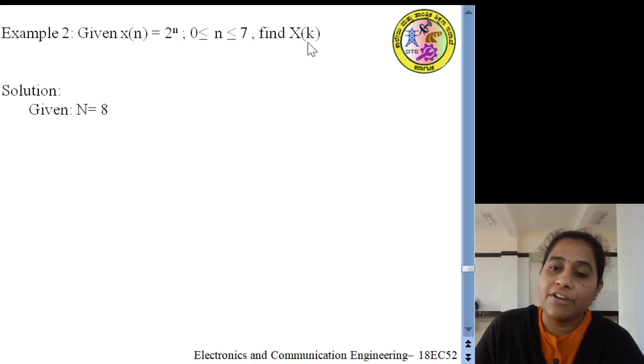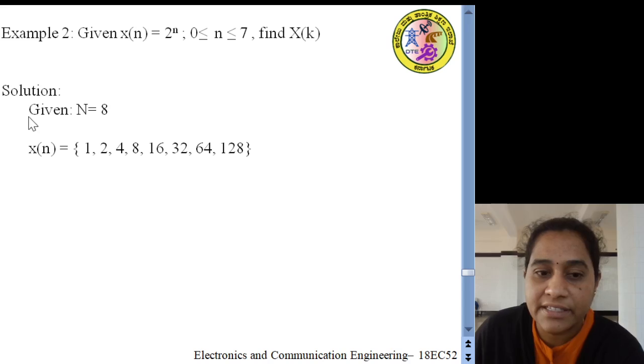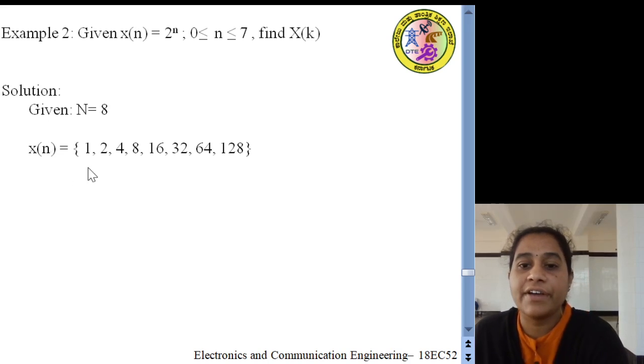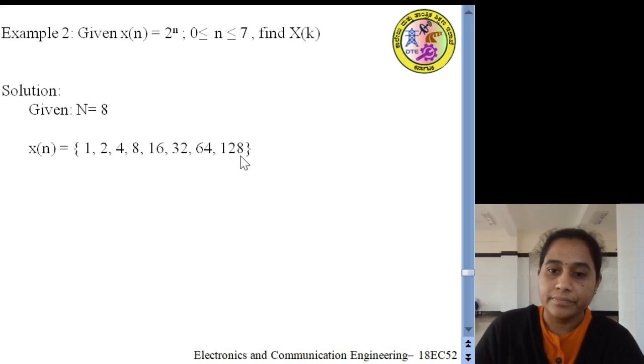As they have given the value of N as 8, we have to derive the values of x of n, 2 power n. We have to substitute the value of n from 0 to 7. So 2 power 0 is 1, 2 power 1 is 2, 2 power 2 is 4. This is how we need to generate this sequence x of n. So x of n is equal to 1, 2, 4, 8, 16, 32, 64 and 128.